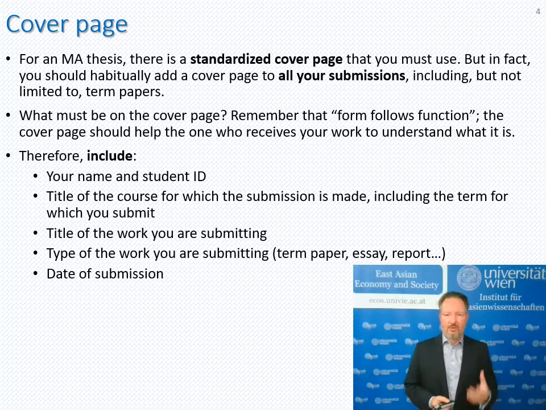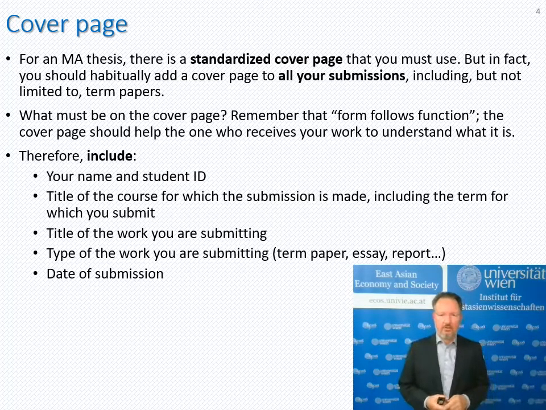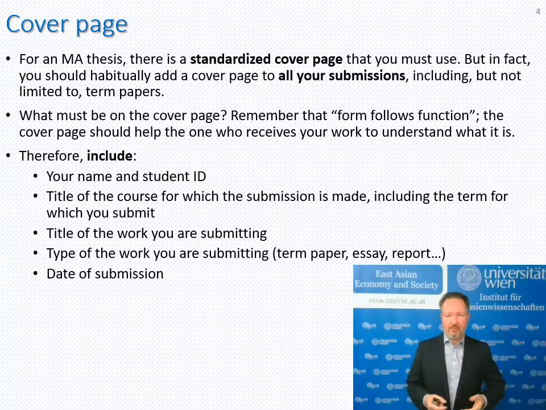Okay. What should be on the cover page? Again, our mantra is form follows function. So basically we talk about information that is useful for the person who receives the document, and these are the things that this person, including myself, would like to know. So first of all, who is the one who is submitting something? That is your name and also your student ID, in order to help us identify you precisely. There might be people with a similar name. The title of the course for which the submission is made in the case of a term paper, or of the master's program in case of a master's thesis, right?